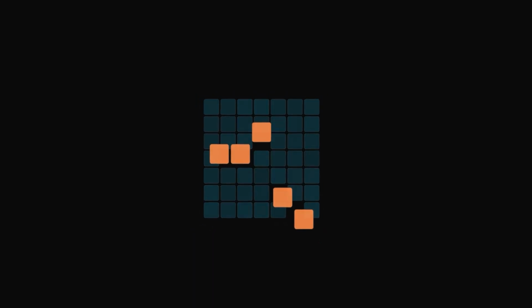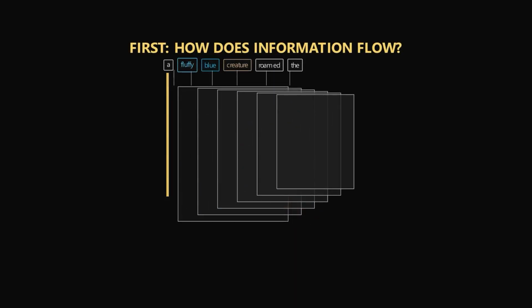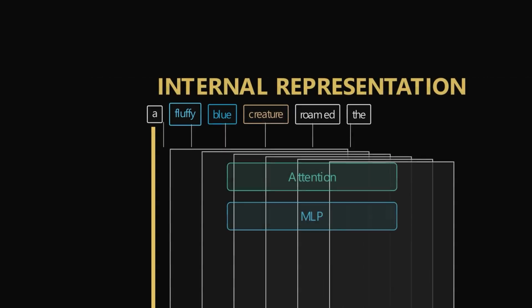Before we talk about the Jacobian matrix, let me make one basic idea clear. How does information actually flow through a transformer? A transformer does not simply take a sentence and immediately produce an answer. Information is continuously transformed as it moves through many layers. At a particular layer, every token has an internal representation. You can think of this representation as a vector containing the model's current computational state for that token.